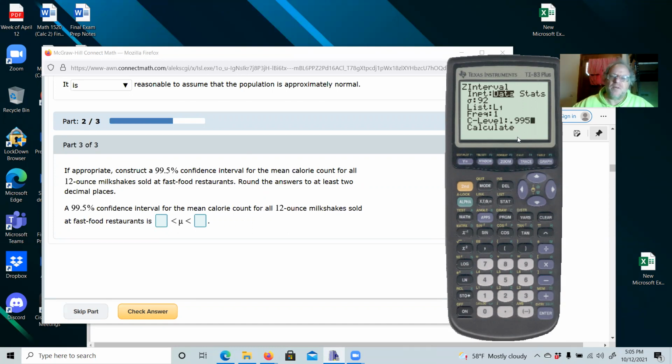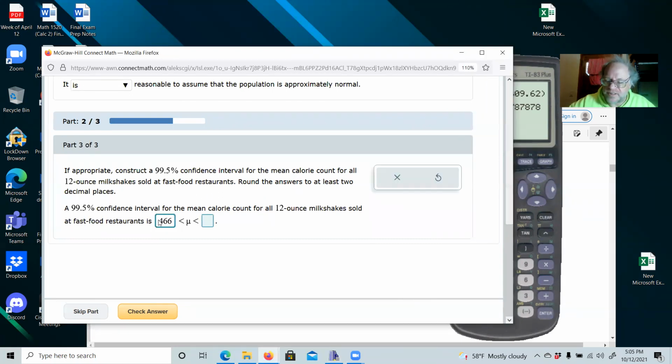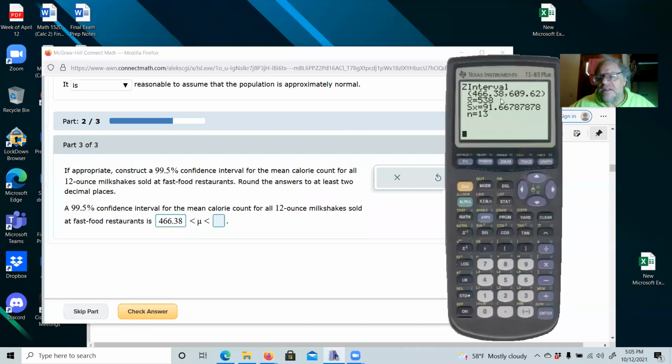Okay. 99.5%. There you go. 0.995. Okay. So there we go. 2 decimal places. Fantastic. Enter. Okay. Oh, they did 2 decimal places. So 466.38 and 609.62.